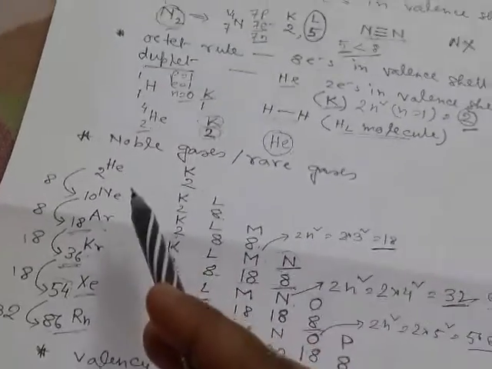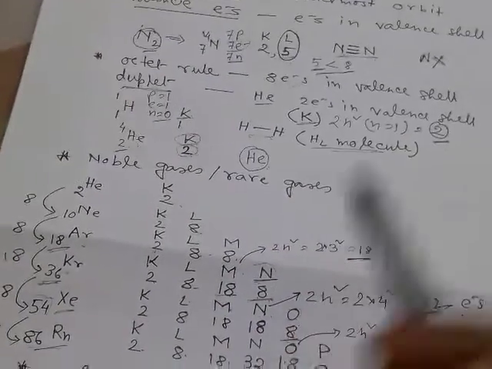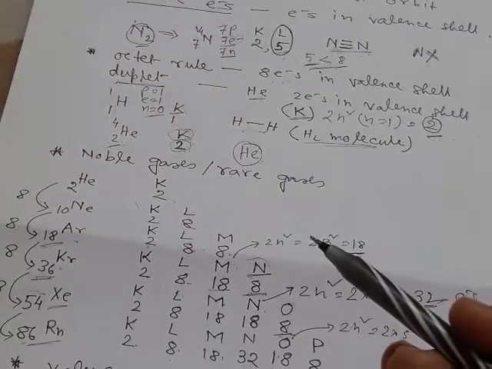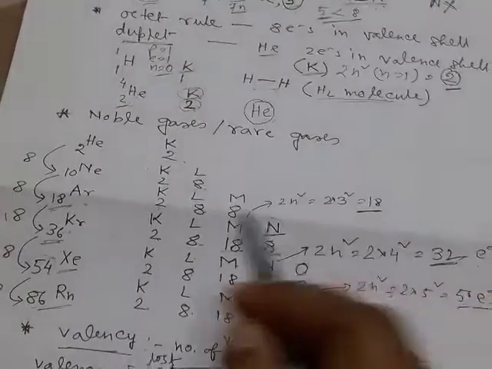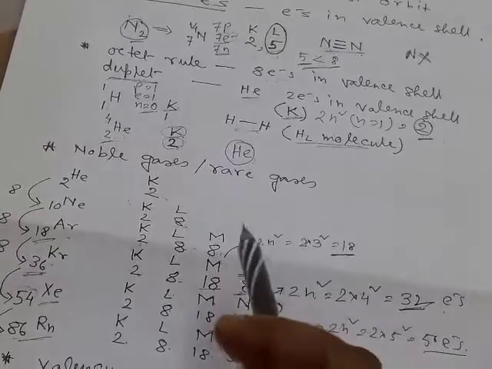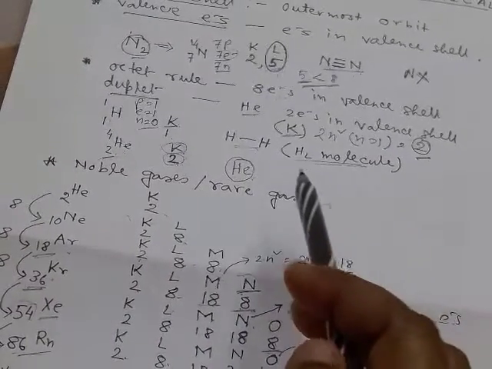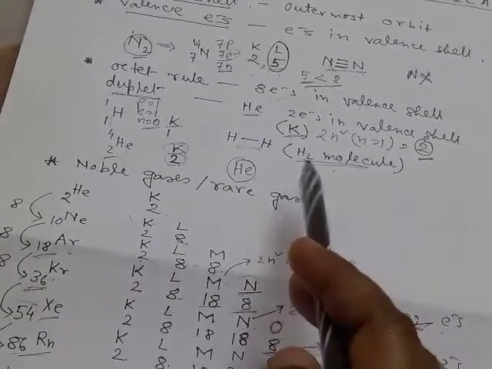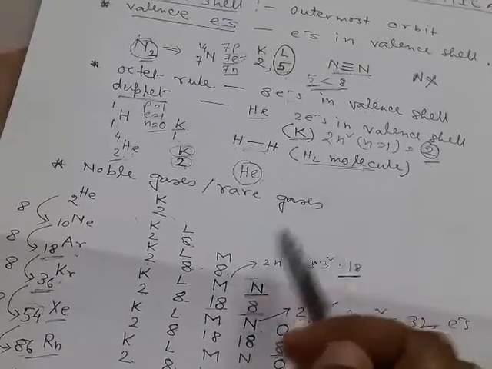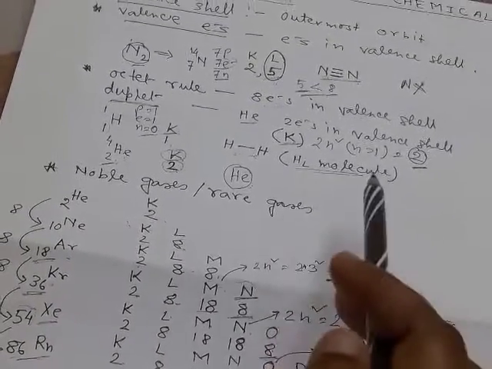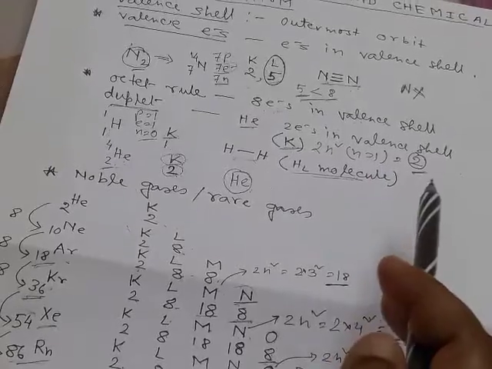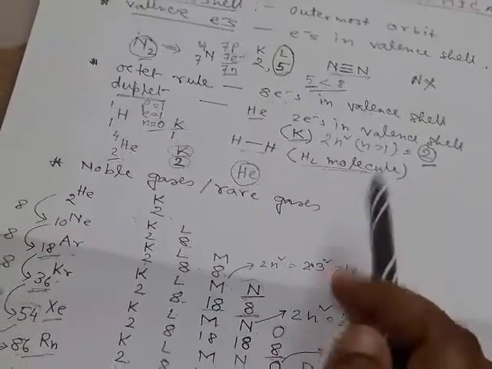Except these 6 elements, all the other elements have either less than 8 electrons or greater than 8 electrons in the valence shell, that is an unstable electronic configuration in the valence shell, so they always have a tendency to form bonds or to react.